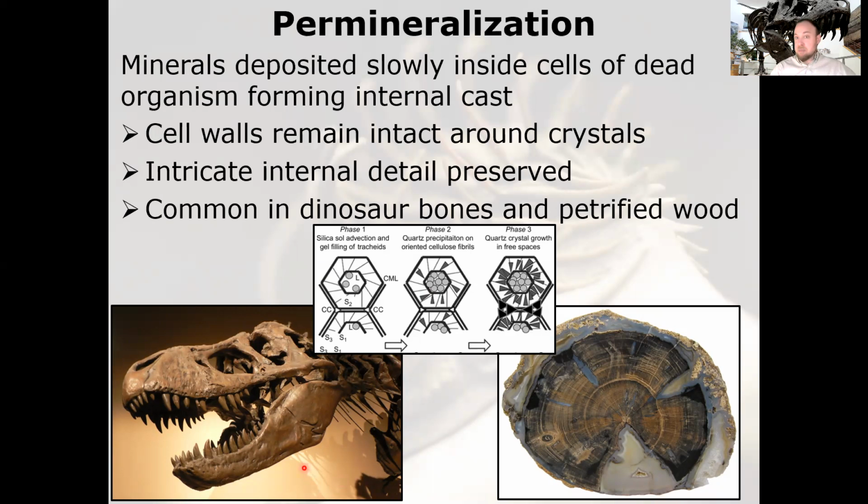That's why dinosaur bones look like rock, because they really are. It's not the original bone material. The bone material has been replaced slowly and precisely with minerals that deposit over time. Same thing with petrified wood. None of the original wood, lignite, actually remains here. It's been replaced over time by minerals.